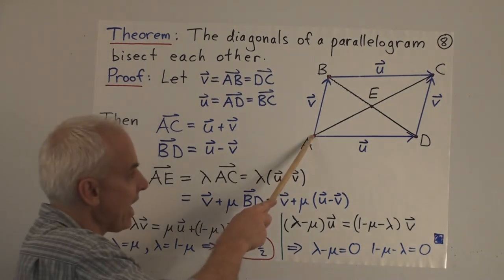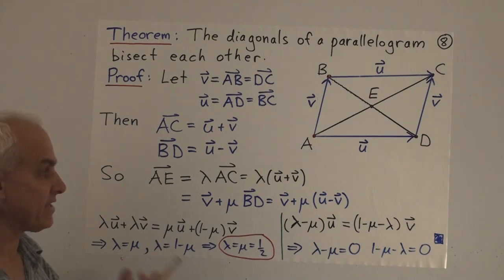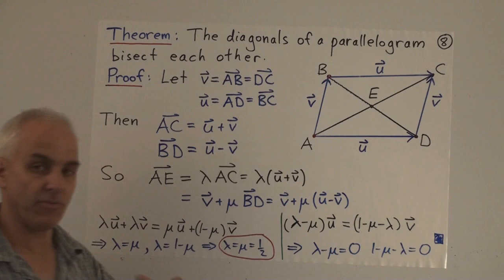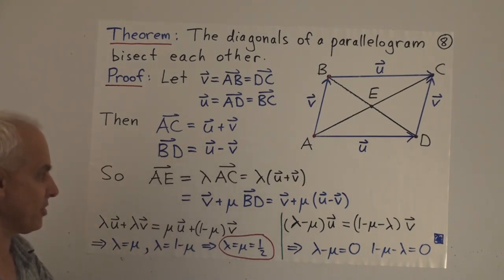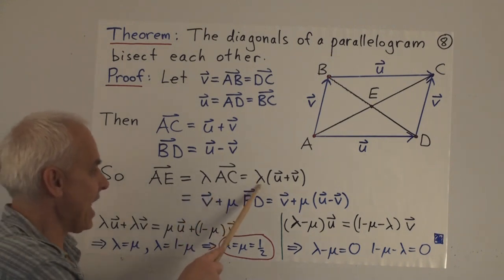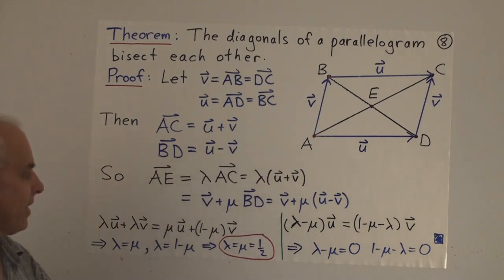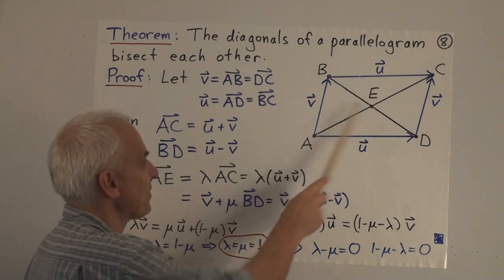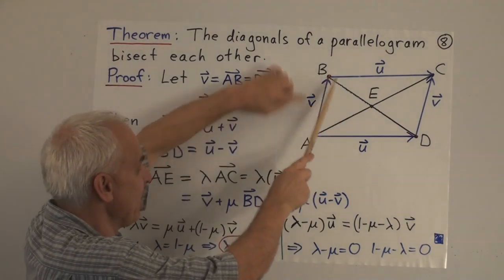And now let's look at AE. That's a vector which is a multiple of AC. And right now we don't know what that multiple is. We think it's 1/2, but we don't know yet. So let's just write lambda of AC. So it's lambda times AC, which was u plus v. We'll write it like that.